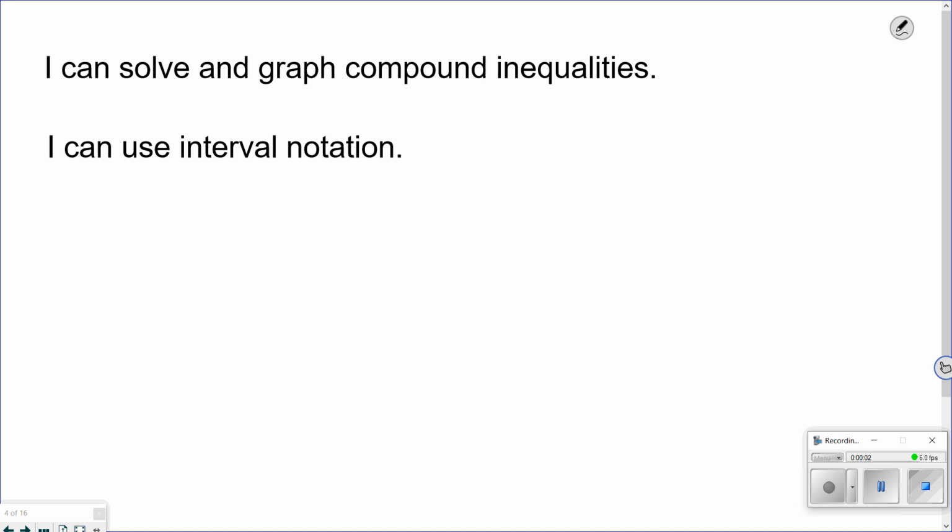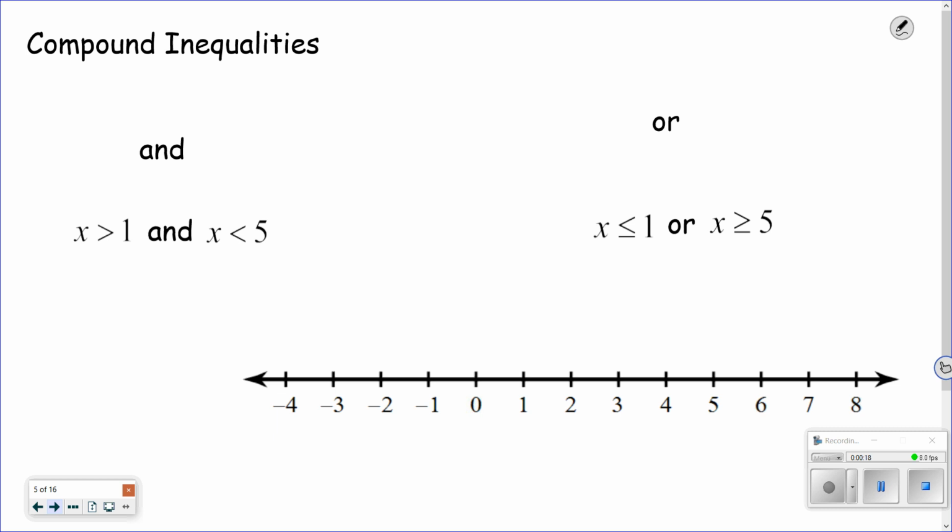All right, today we're going to go over how to solve and graph compound inequalities, and along with that, we're going to introduce interval notation. Interval notation is another way to show your answer to an inequality. So there's two types of compound inequality problems.